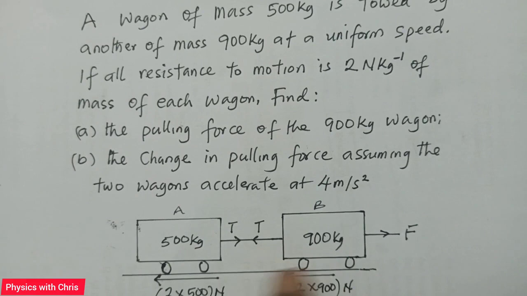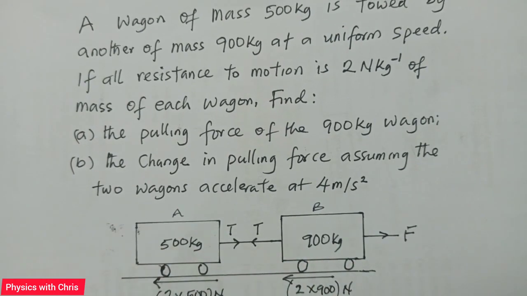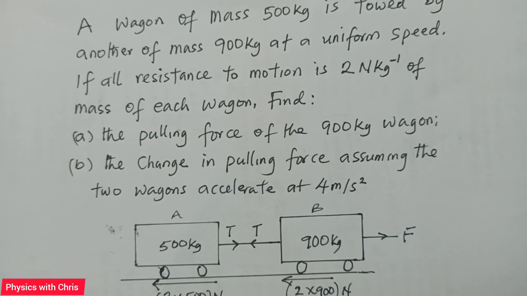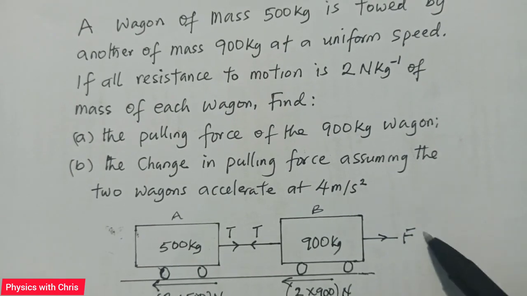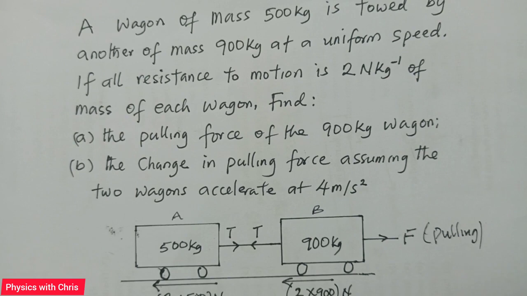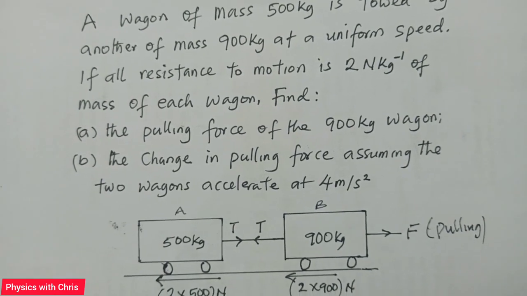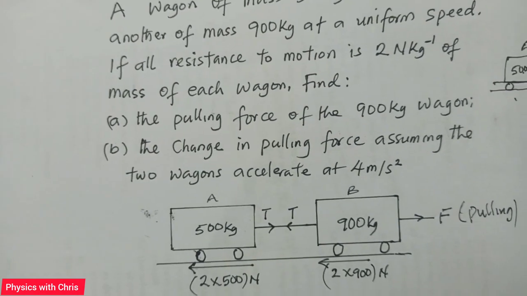Okay, so this one pulls this one with a force F. Now, let's say we should find the pulling force F. So this F is called the pulling force. Find the pulling force F of the 900 kilogram wagon. Then we're also to find the change in the pulling force, assuming the two wagons now accelerate at the rate of 4 meters per second squared. Okay, so you can see the question now.